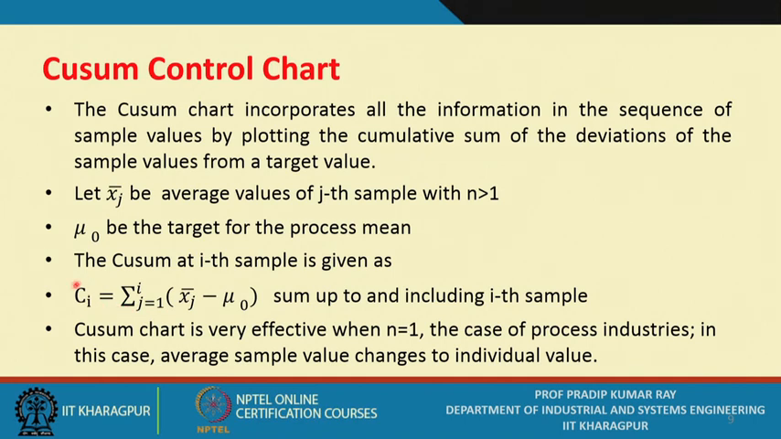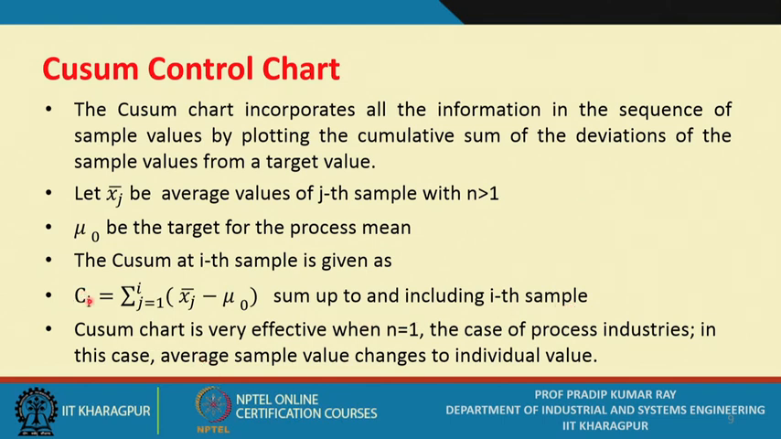Is it okay? So i is a variable. So at the ith sample, how do you compute the cumulative sum? That is, from j equals 1 to i, up to i, including i, you compute the sum of xj bar minus mu0. That means j equals 1 to i, up to i, including the ith point. Sum up to and including the ith sample. Is it clear? I think it's clear.